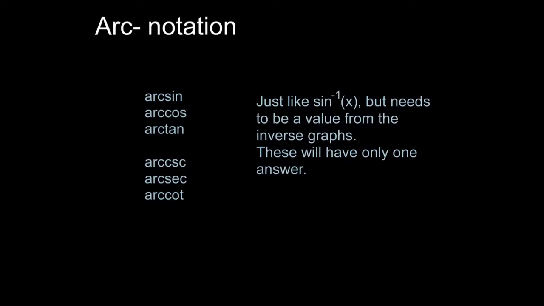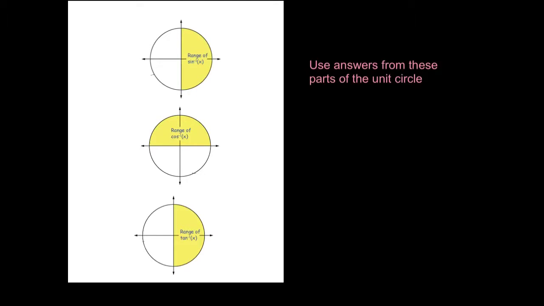First thing I just want to go over real quick is this arc notation that you might have seen on the worksheet from in class. It's really another way of writing the inverse. But a lot of times it means that we're only going to use the inverse values from those graphs that you did. So really, there should only be one answer, which is nice. And they will come from the parts of the unit circle that are highlighted in yellow.